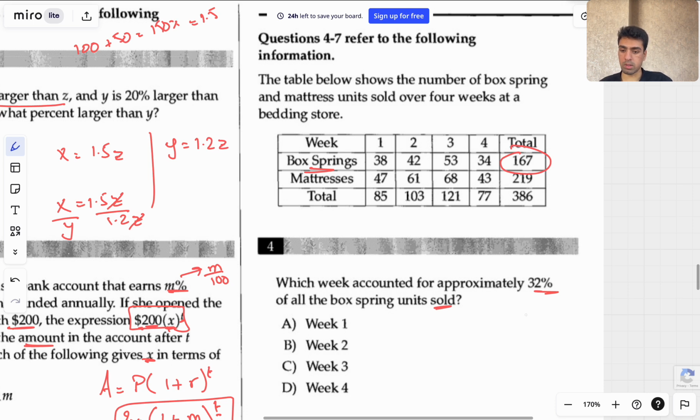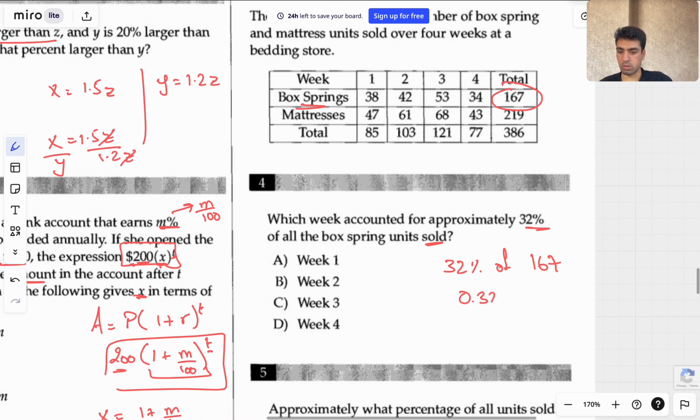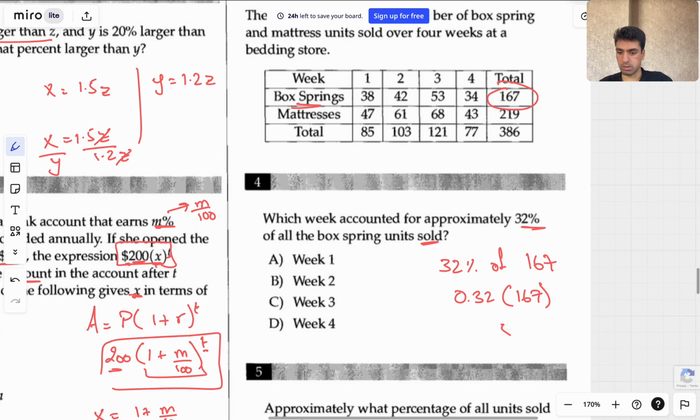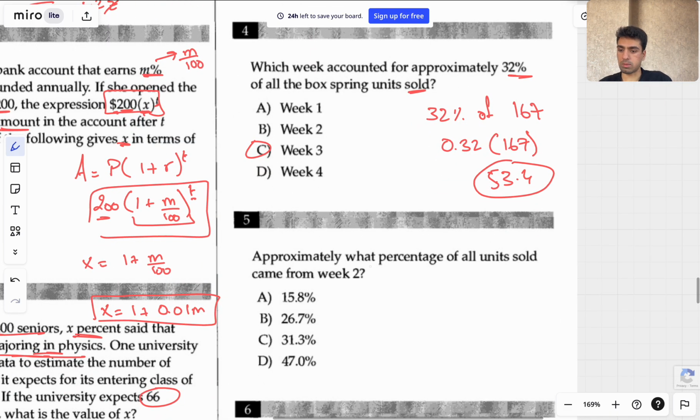So what you can do is you can find 32% of 167. So you can write that as 0.32 times 167, which is going to give you around 53. I get 53.4, so it'll be around 53. So week 3 is 53. That'll be week 3. Okay, next. Approximately what percent of all units sold came from week 2?